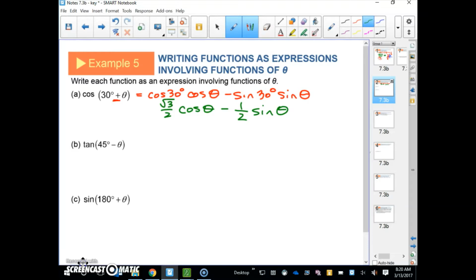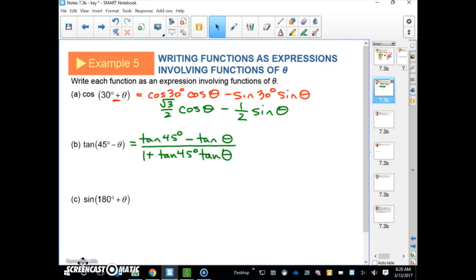So then we look at part B, tangent of 45 degrees minus theta. Again, find the formula. This is a tangent difference, a tangent of a minus. And so the tangent minus formula says tangent of the first one minus tangent of the second one, all over 1 plus tangent of the first one times tangent of the second one. So it's just pattern recognition. You find the proper pattern and plug the things in where they go.